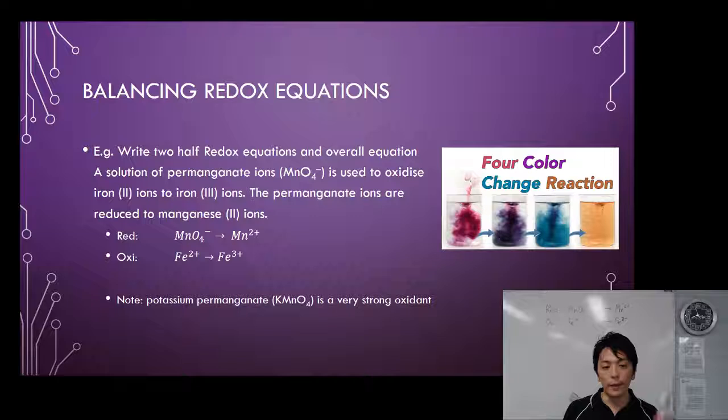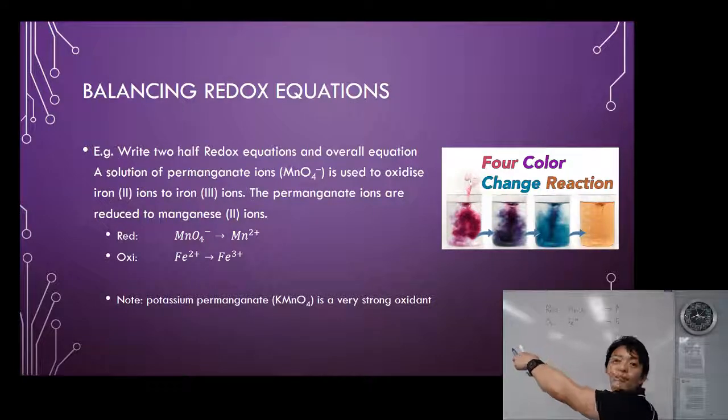Now that's where you start. These two half equations are not balanced, so the first job for you is to balance them. It is important for you to probably know that potassium permanganate, KMnO4, is a solid salt that's often used to make this permanganate solution. Its color is purple, like what's shown around here. The original color is purple.